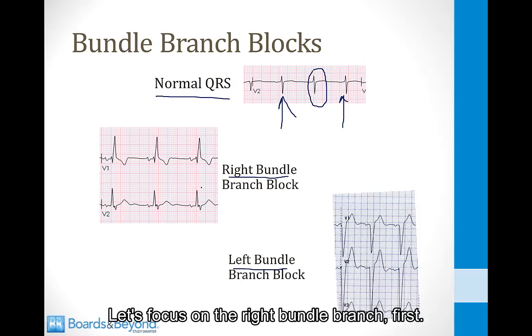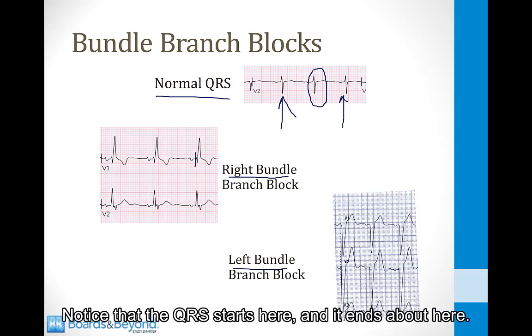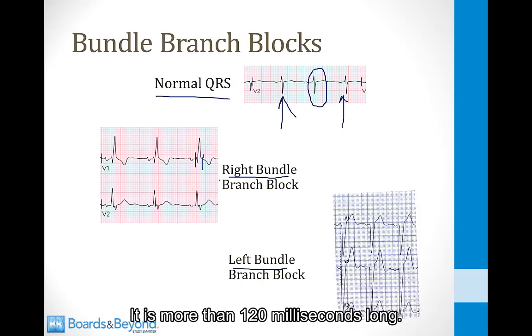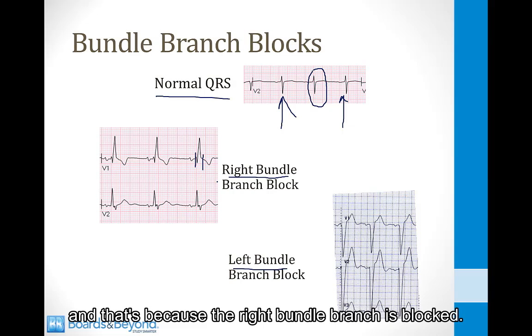Let's focus on the right bundle branch first. Notice that the QRS starts here and it ends about here. It is more than 120 milliseconds long. It is prolonged, and that's because the right bundle branch is blocked.